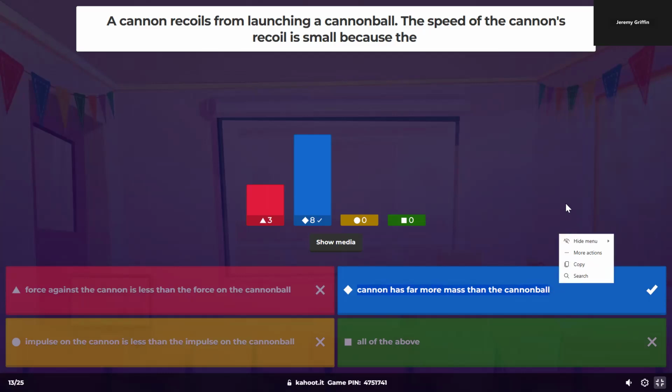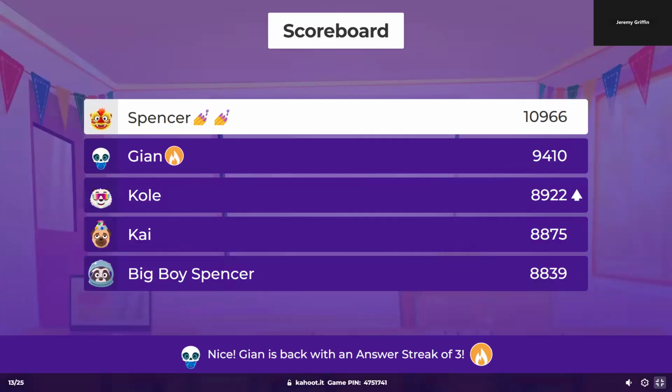So really, this is a Newton's second law question. You guys remember acceleration is force acting on mass? Same force, different masses, different accelerations, different final velocities. The cannonball flies out fast, and the cannon itself recoils slowly. Second law. Okay.